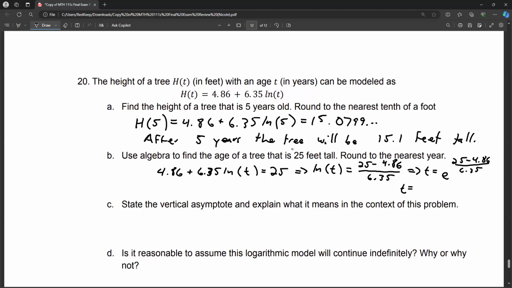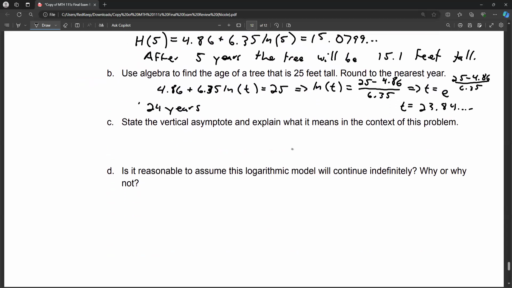And so I think this was approximately 23.84, and there were some more decimals beyond that. And they're asking us to round this to the nearest year. So I believe it would be t is equal to 24 years. You might take time to write that as a complete sentence for your final answer.